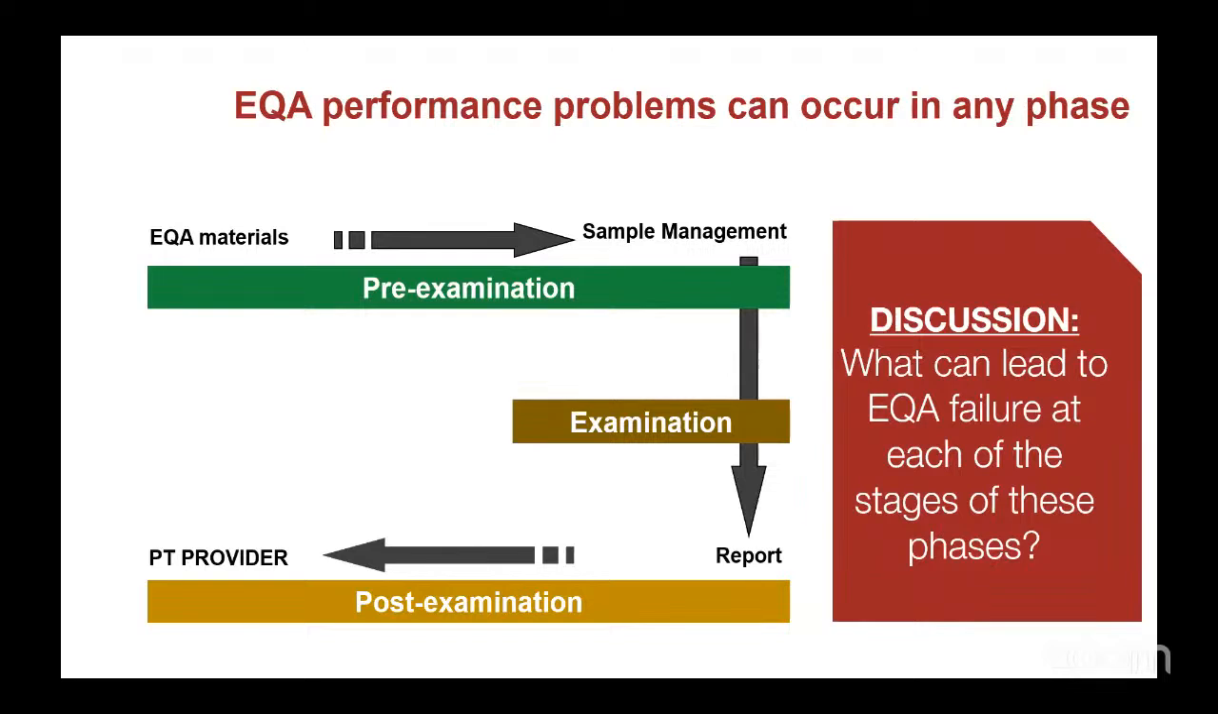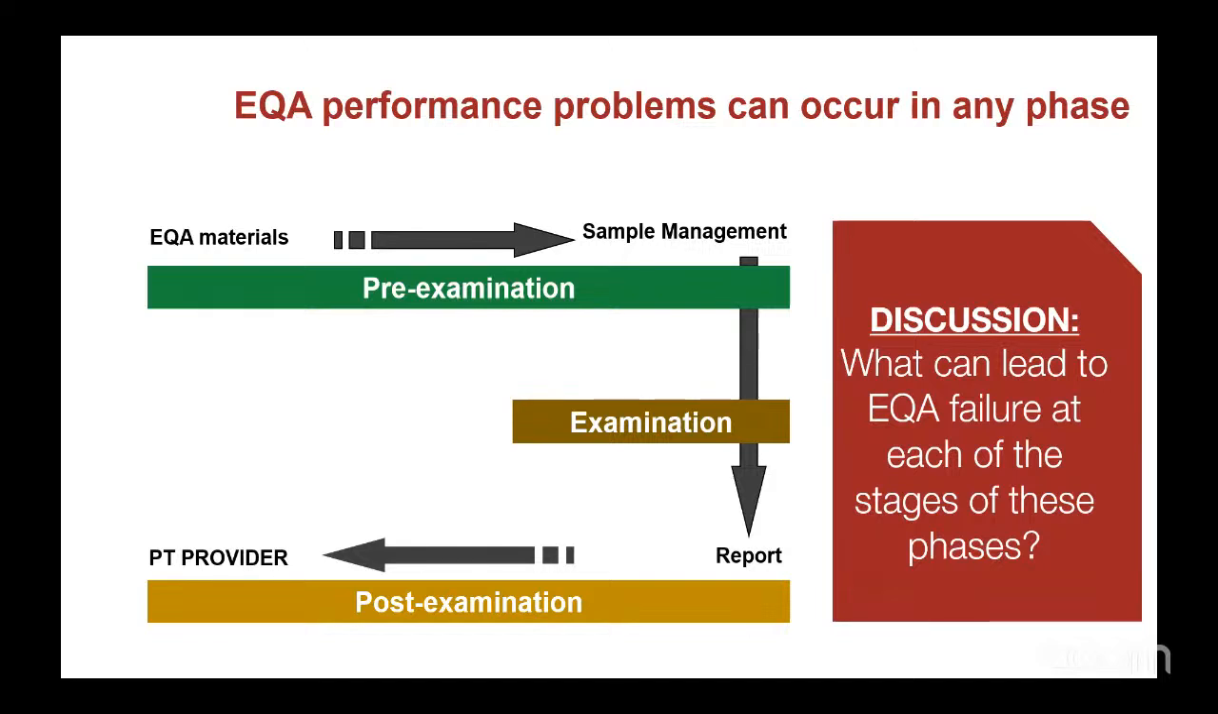Now, EQA performance problems can occur in any phase, from the EQA material to the sample management. This has to do with pre-analytical, the examination phase, the PT provider, the report, a whole lot of things. So what can lead to an EQA failure at each stage of these phases? This is just a discussion question. What do you think can lead to an EQA failure?